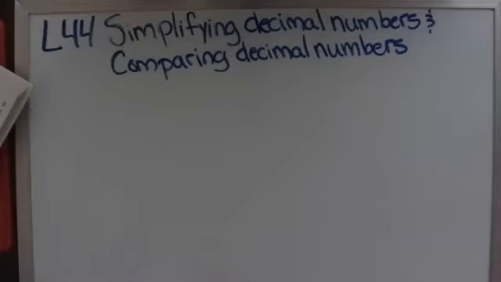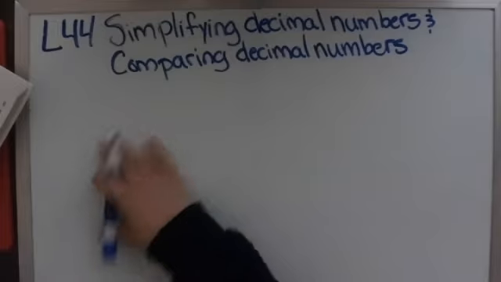This is lesson 44 for course 1, simplifying decimal numbers and comparing decimal numbers. Now I haven't broken this into two groups because I think both of these will go pretty quickly. Simplifying decimal numbers is this.